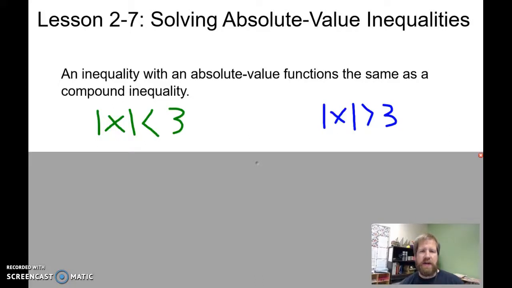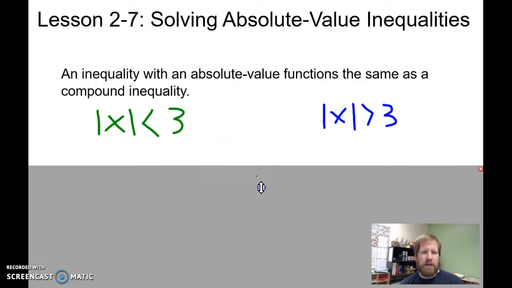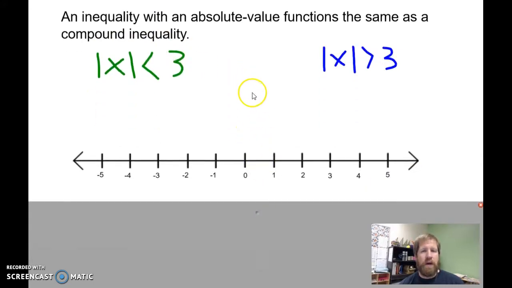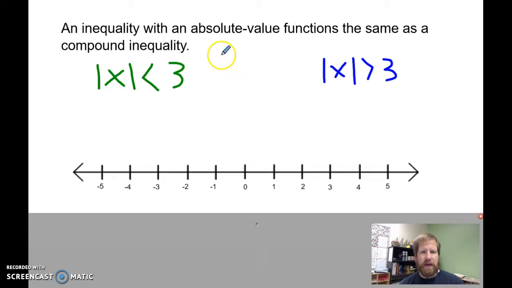Lesson 2.7, solving absolute value inequalities. So an absolute value inequality is another way of representing a compound inequality. We have two types of compound inequalities, and or, and we have two types of absolute value inequalities. We have ones that have your absolute value isolated on the left, and we have either a less than or a greater than. It could be less than or equal to, or greater than or equal to. That doesn't really change the way you work the problems.